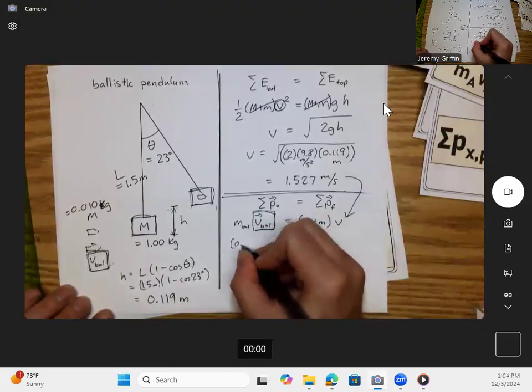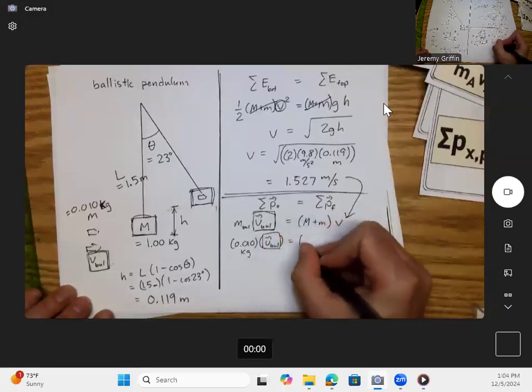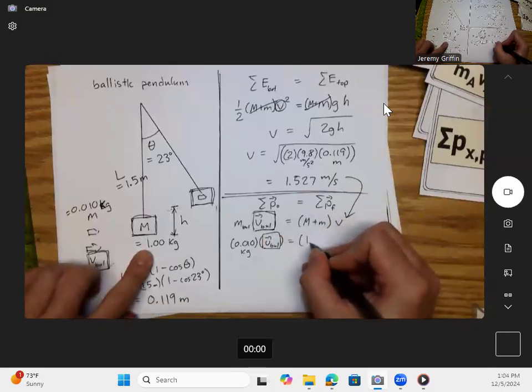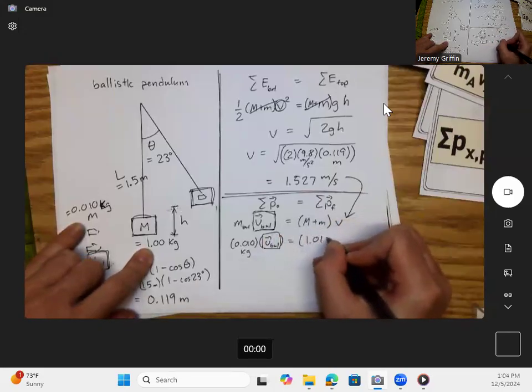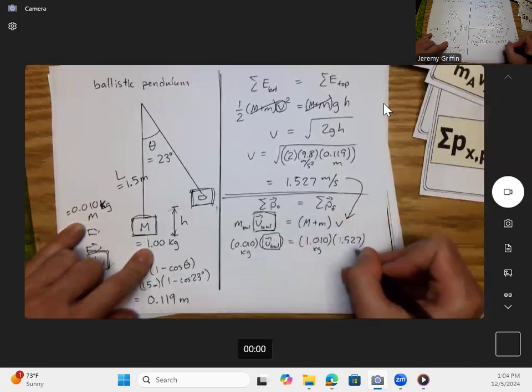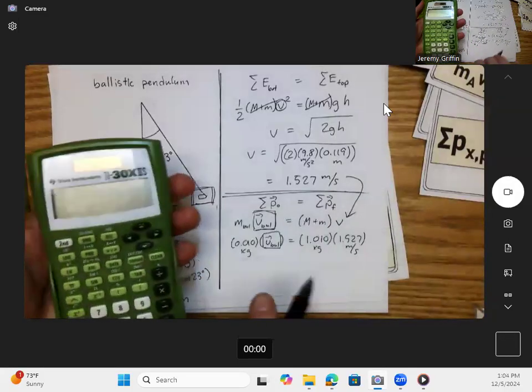So mass of the bullet 0.010 kilograms times V bullet, which we're solving for, results in, well, I'll go ahead and combine these masses because I got 1 kilogram from the block plus 0.01 kilograms from the bullet, so all together. And they're moving together now at 1.527 meters per second. Right? So the last step, all I gotta do is divide down the mass of the bullet, and I got the answer.